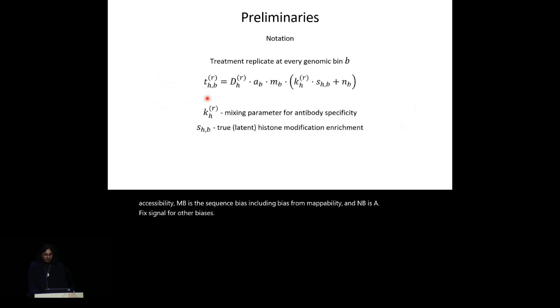For treatment replicates, we have a few additional terms. KHR is a histone modification specific mixing parameter to model antibody specificity. SHB is the true hidden histone modification enrichment, and this is what we want to estimate using the method.